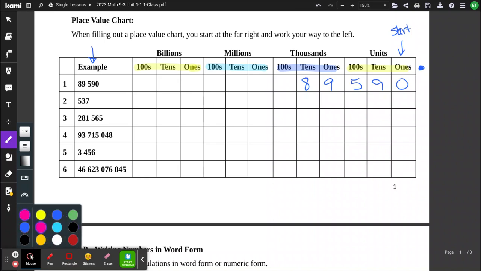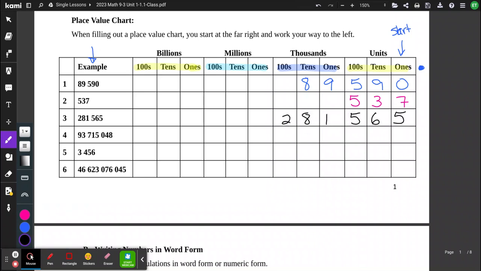The next question, there's only 3 digits. So I've got a 7, a 3, and a 5. The next one, 6 digits. So I'm going to have a 5, 6, 5 on the back end, a 1, 8, 2. The next number is quite large. We're going to have an 8, a 4, a 0, a 5, a 1, a 7, a 3, and a 9. So that one's in the millions now.